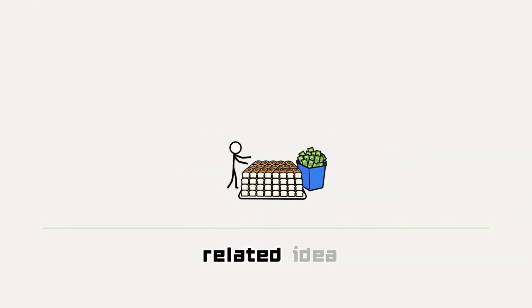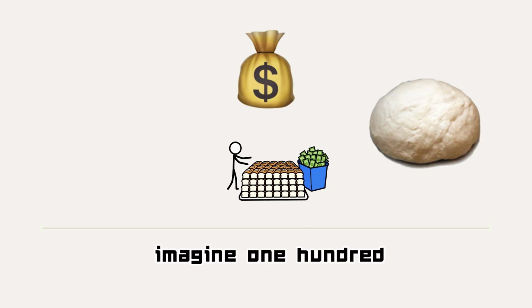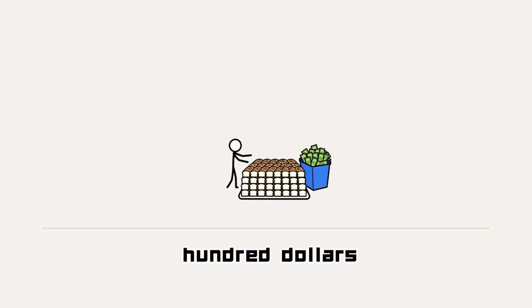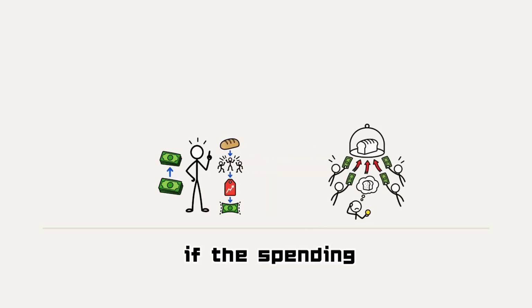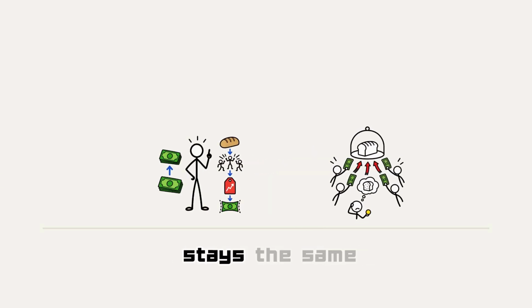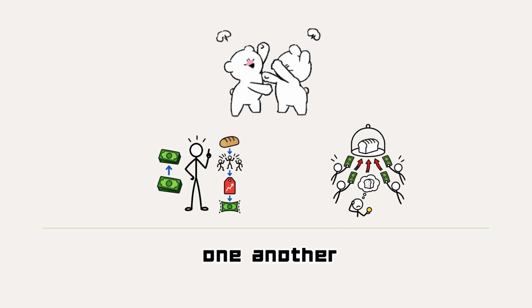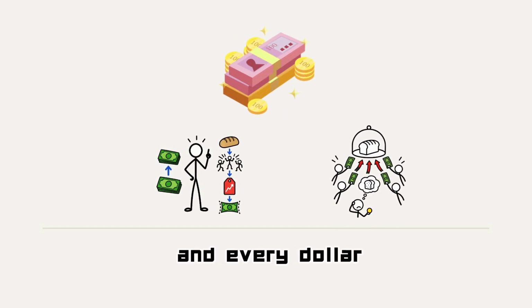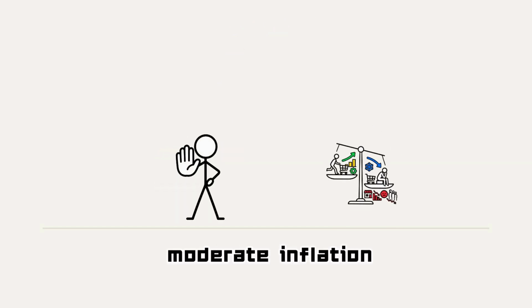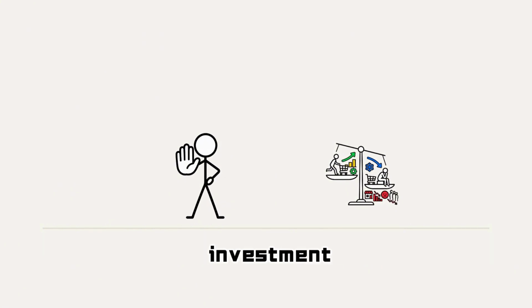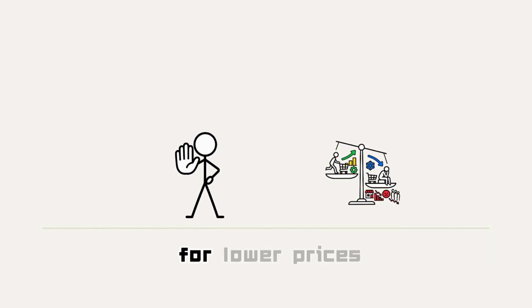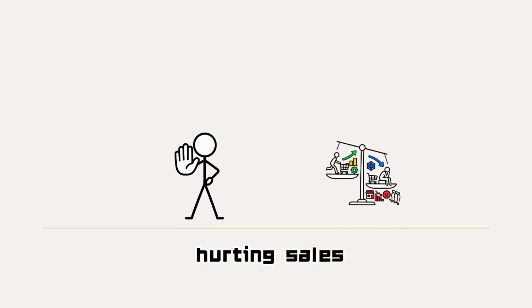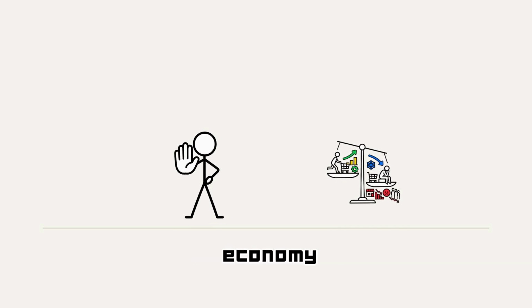Inflation follows a related idea. Imagine 100 loaves of bread and $100 available to buy them. If the spending money doubles while bread production stays the same, people bid against one another, prices rise, and every dollar buys less. Moderate inflation can encourage spending and investment, while deflation makes people wait for lower prices, hurting sales, wages, and the wider economy.